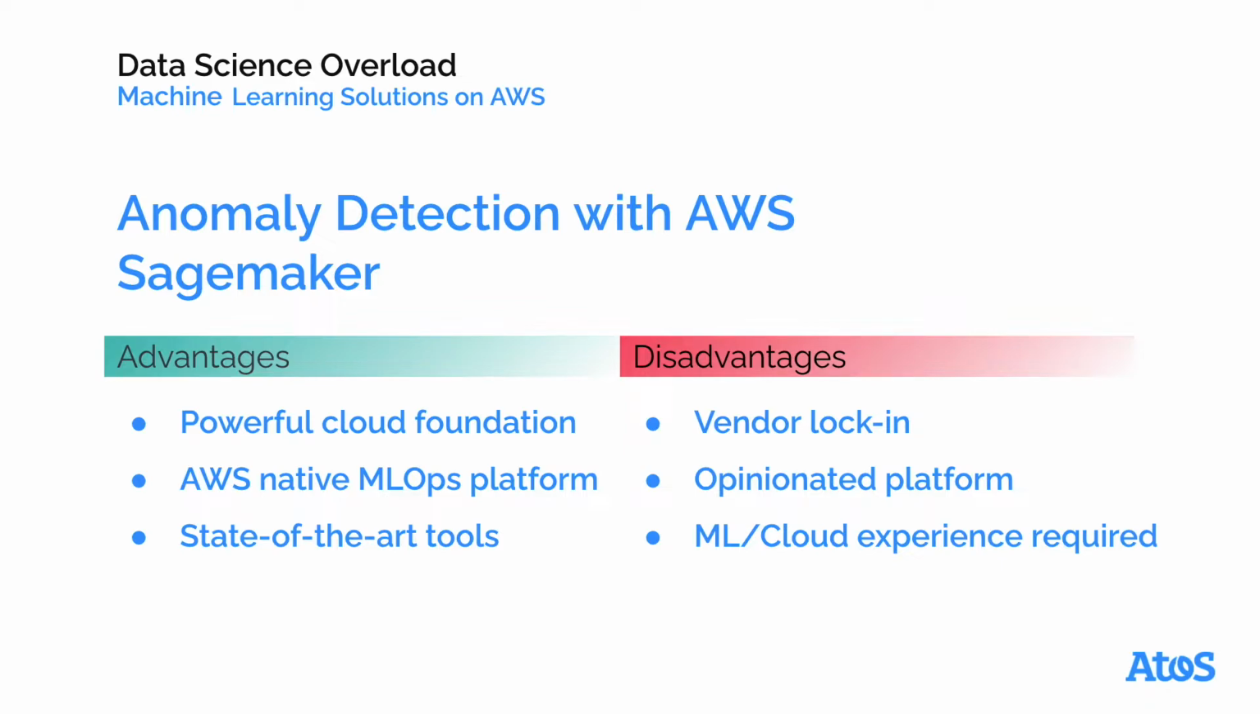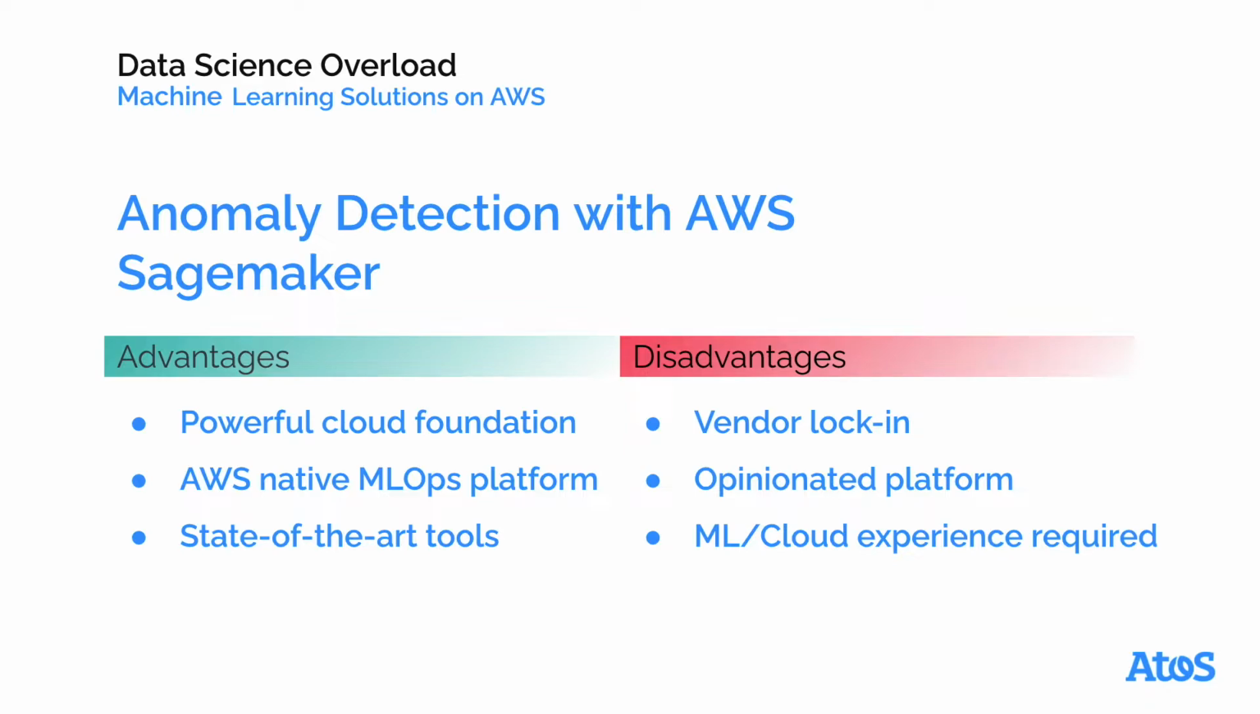Also, you need some machine learning and cloud experience to get started. SageMaker is great for established data science teams with at least some cloud experience who want to focus less on infrastructure and more on building end-to-end ML solutions.